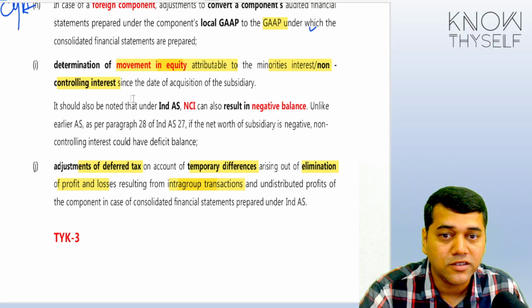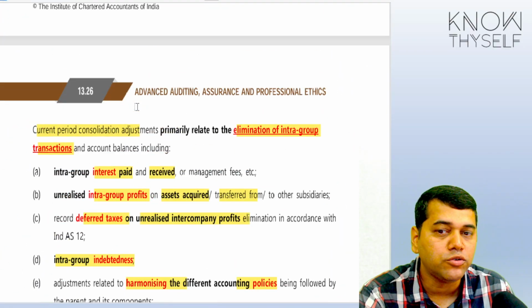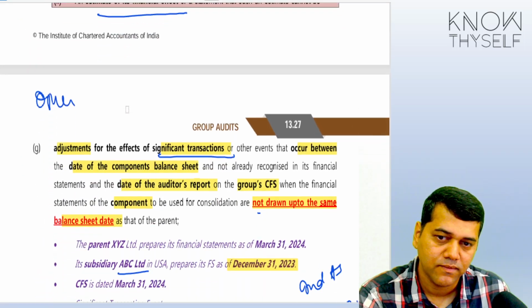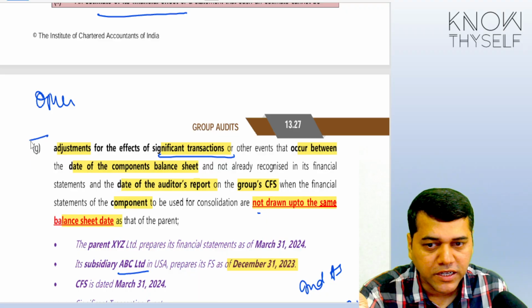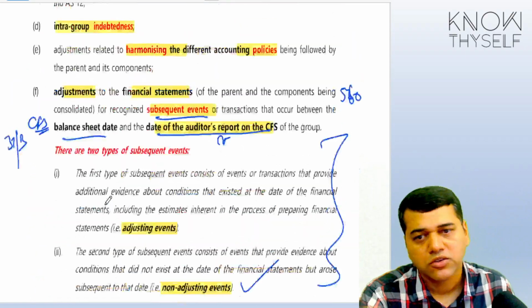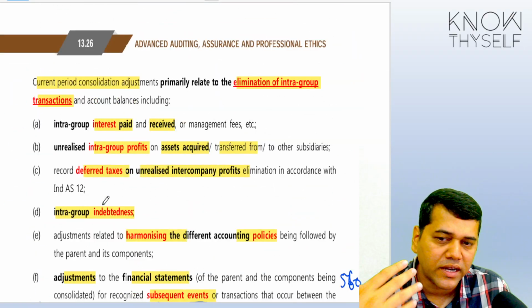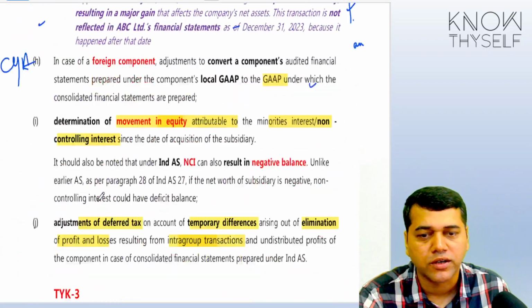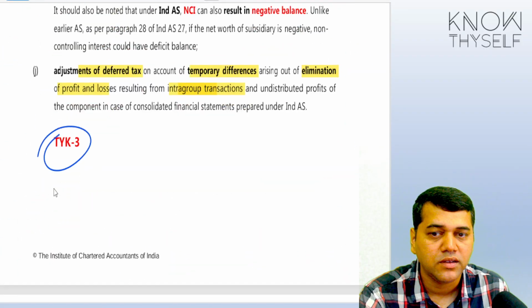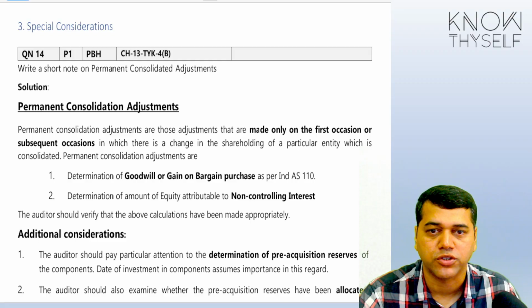So is it very easy, students? This is what we need to talk about. The tricky part was this. I hope I've explained it with the example and you must have understood what we are trying to talk about. They may not ask you this. You can write any four or five points, what all your current period adjustments are. Let us see your Test Your Knowledge three questions.